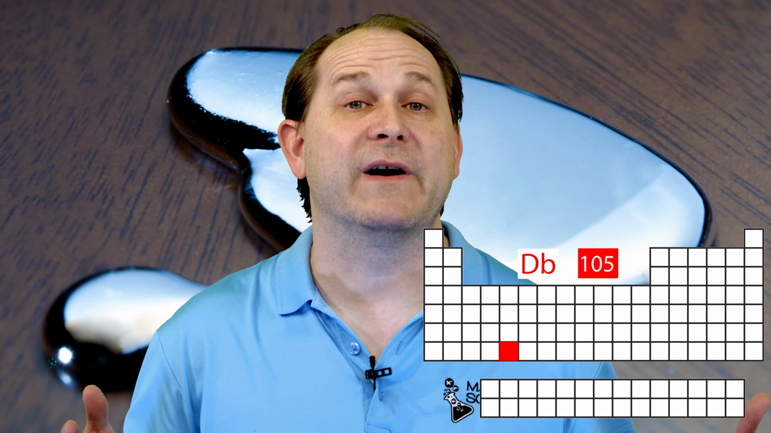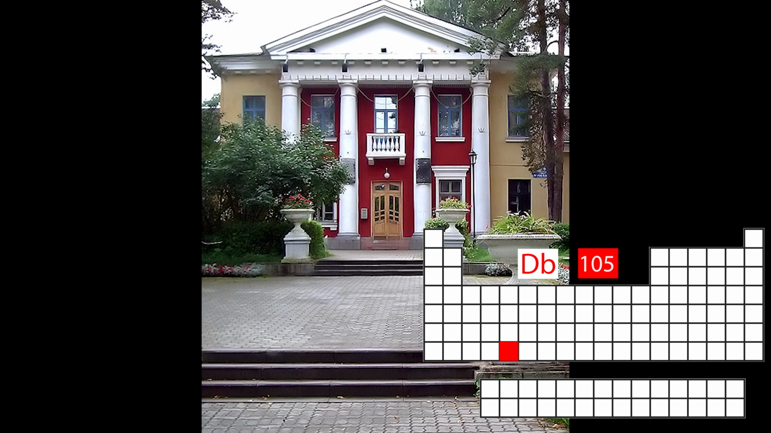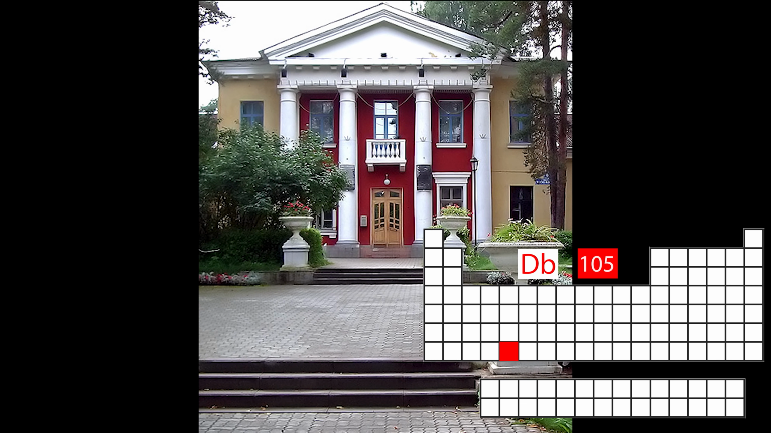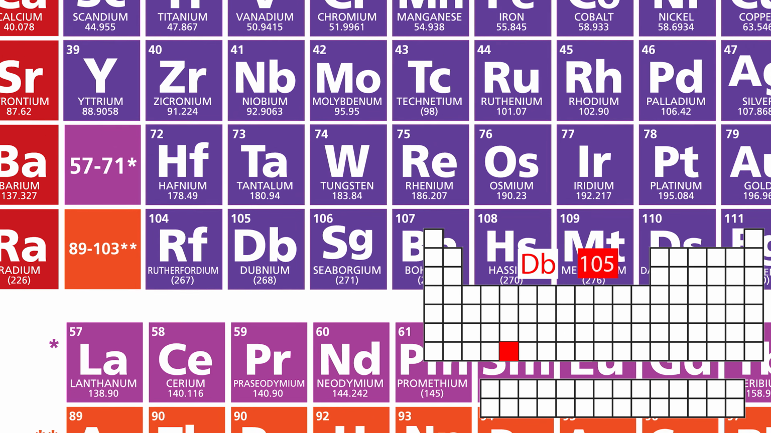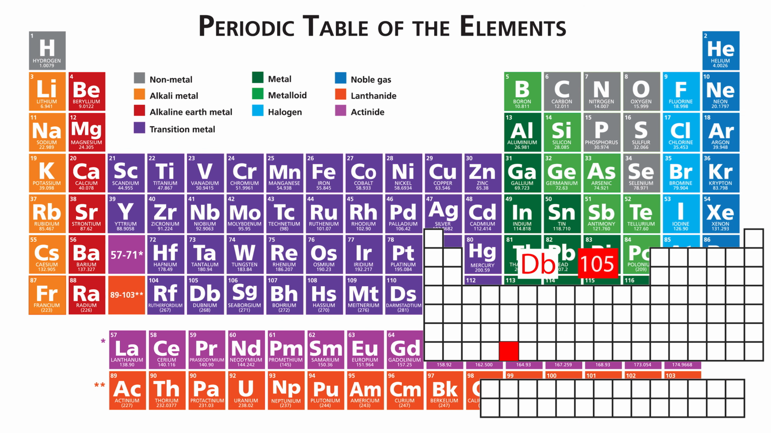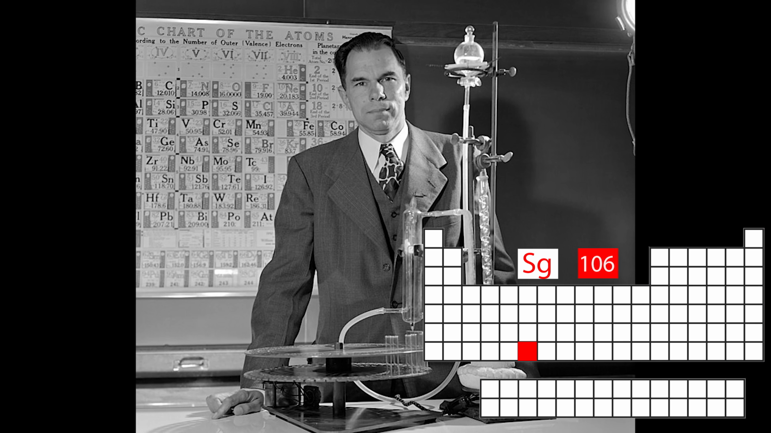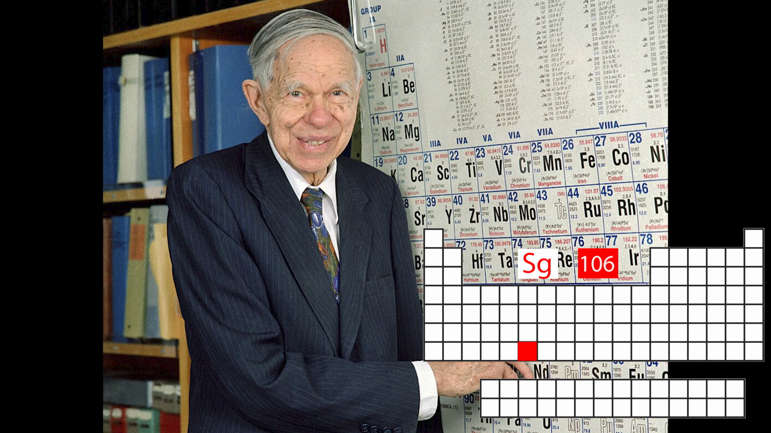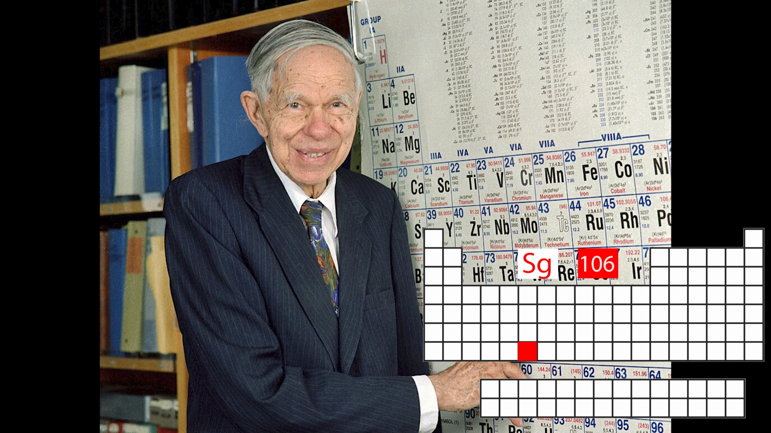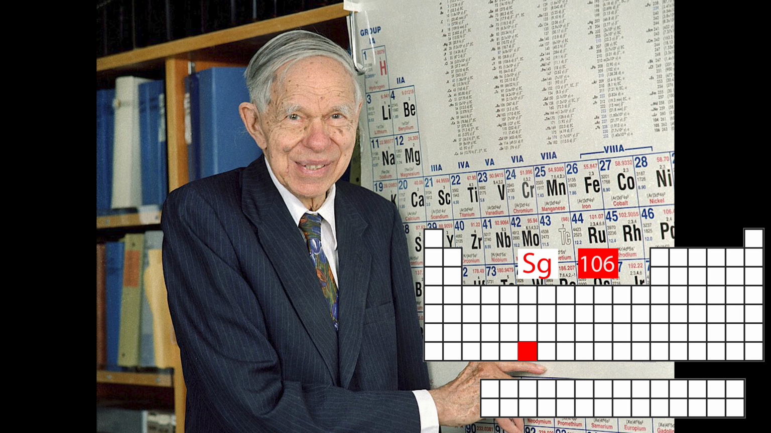Element number 105 is called dubnium. It's named after the Russian Research Center in Dubna. Fun fact, it was temporarily called unipentium, meaning 105 in Latin. Now we're up to element 106 called seaborgium. It's named after Glenn Seaborg while he was actually still alive. Now here's a fun fact, this broke the rule about not naming elements after living people.